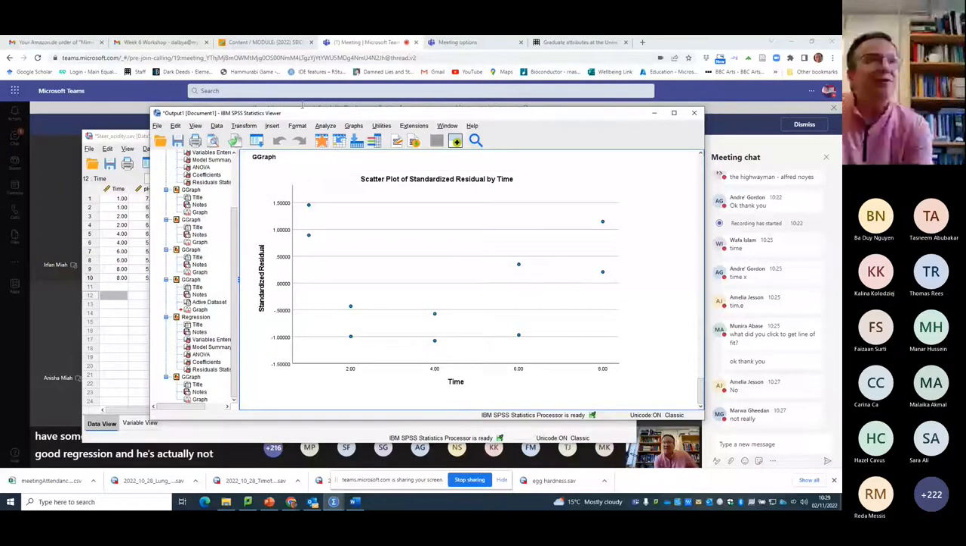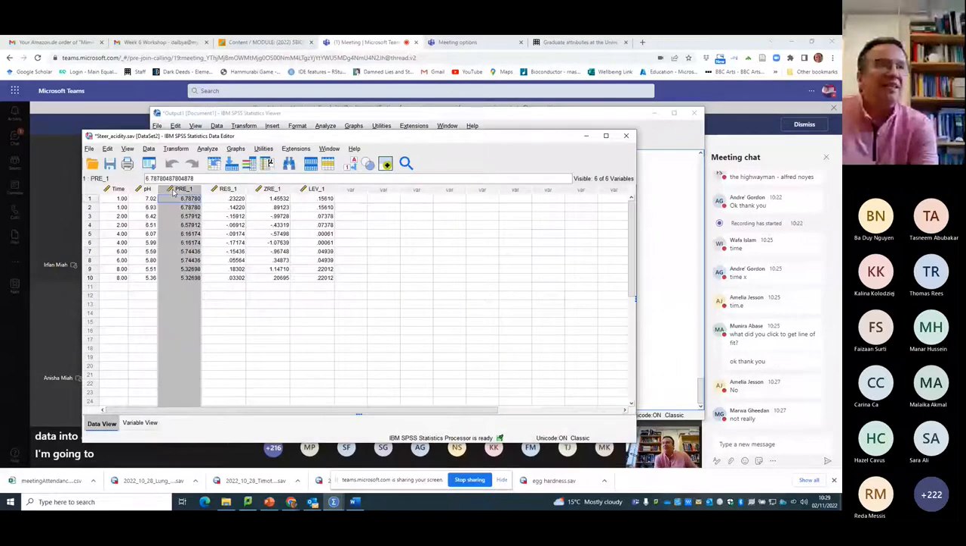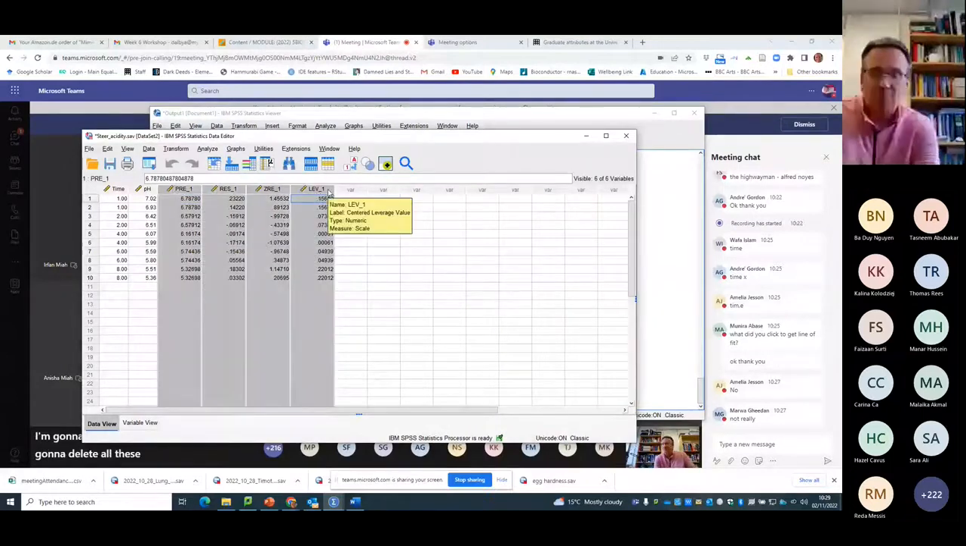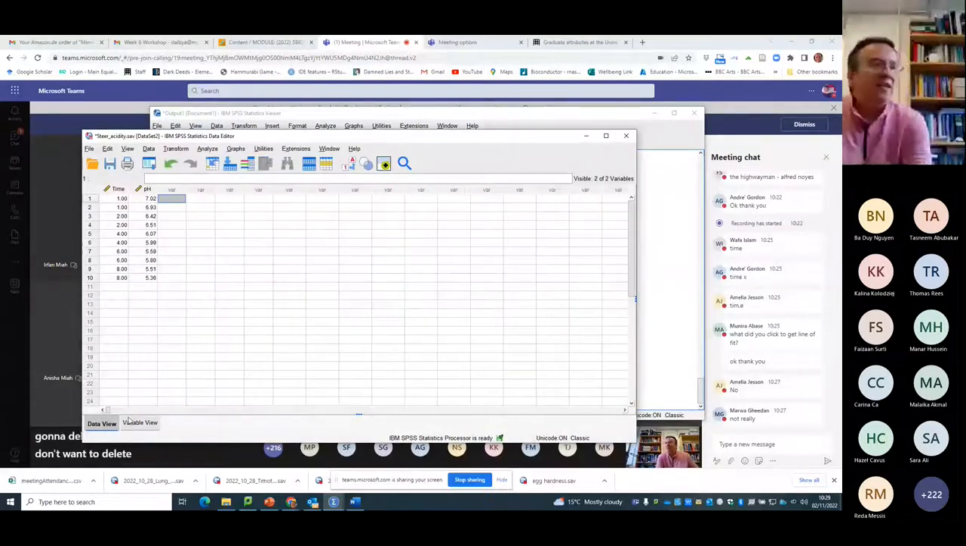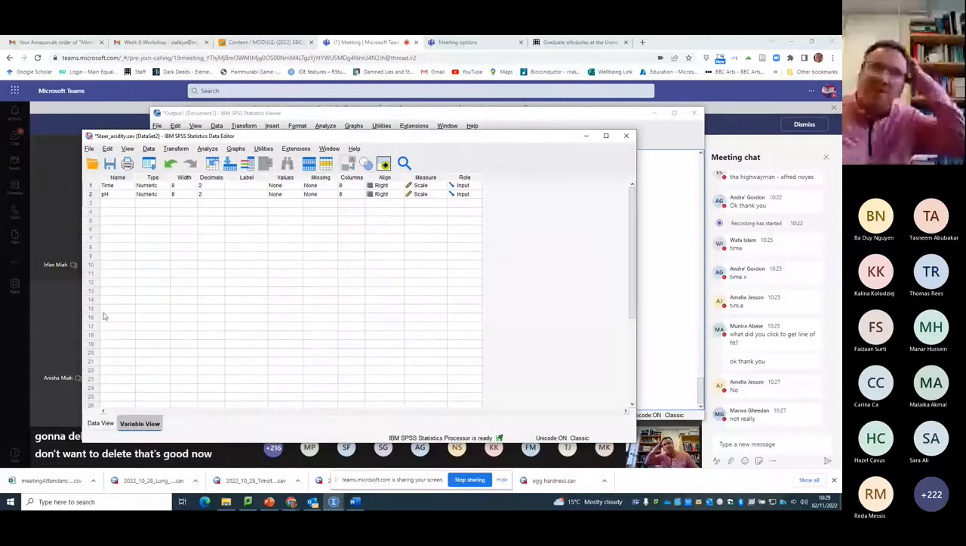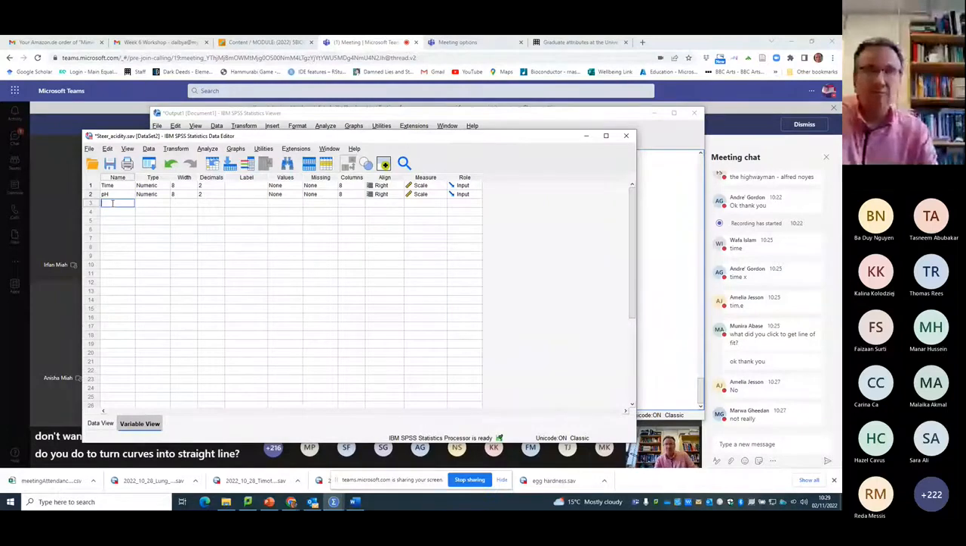So let's do it again. Now, how can I make curved data into a straight line? I'm going to go back to this set of data and I'm going to delete all these columns because I don't want them. Delete, that's good. Now, what do you do to turn curves into straight lines? What have you seen people do?